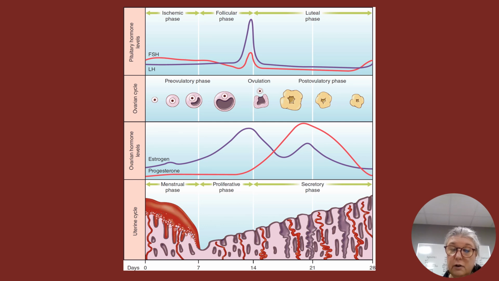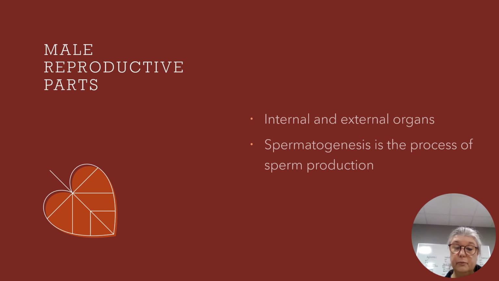Back to this. So this little slide, slide 5, just take a look at that. It also shows you how the uterine lining builds up or decreases throughout the menstrual cycle and related to the hormones. All right, male reproductive parts.